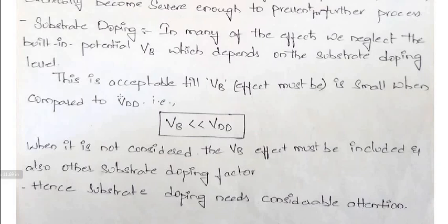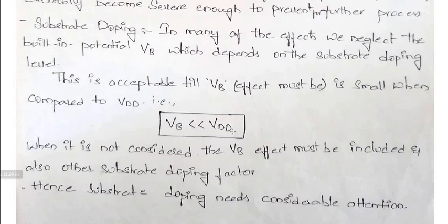I'll repeat it once again. What is substrate doping? In many of the effects we neglect the built-in potential. VB we are neglecting in most aspects, and it depends upon the substrate doping level. This is acceptable as long as VB is small when compared to the VDD. If you reduce VDD much more than your VB, then it will become a problem.